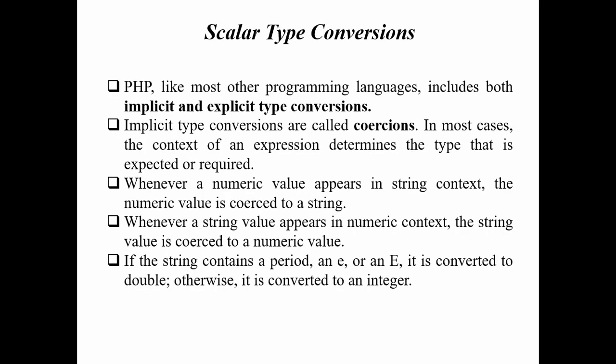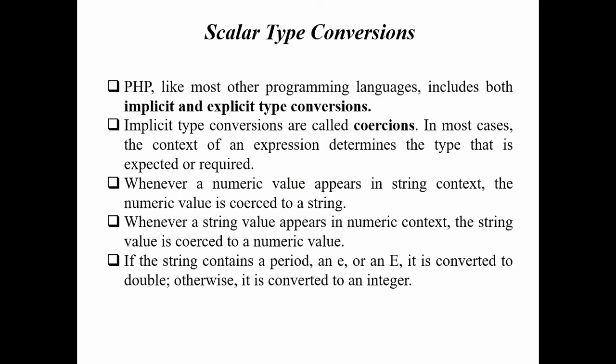Now we have scalar type conversions. Most other programming languages support type conversions. Here we have two types of conversions, implicit and explicit type conversions. Implicit type conversions are called coercions. In most cases the context of an expression determines the type that is expected or required.